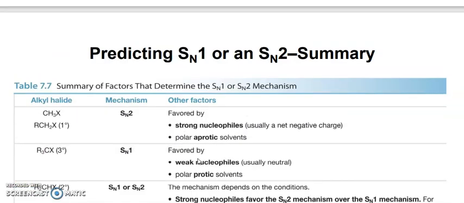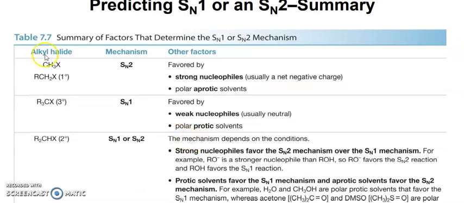Now predicting Sn1 and Sn2 summary. You go through this table summary of factors that determine the Sn1 and Sn2 mechanism. So Sn2, this alkyl halide, is favored by a strong nucleophile, usually with a net negative charge, and another factor for favoring these conditions, a polar aprotic solvent.